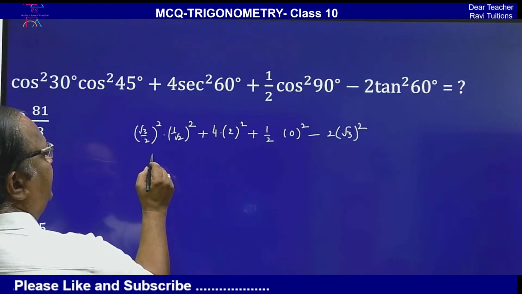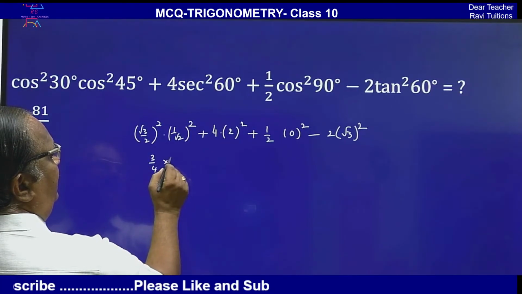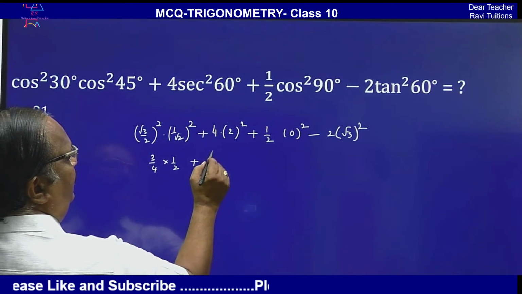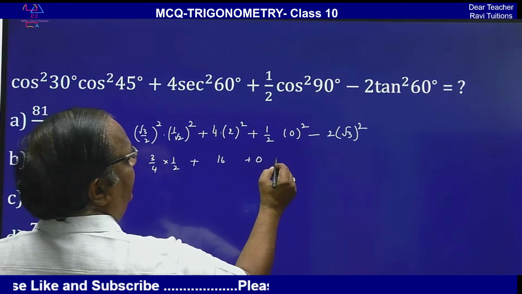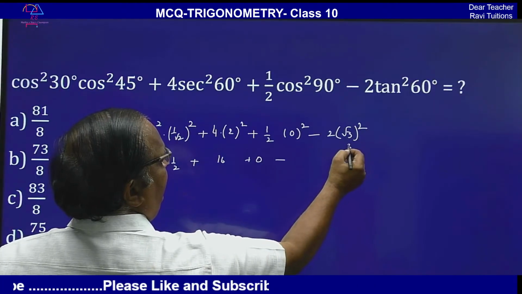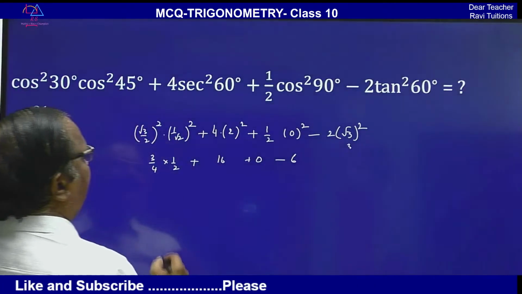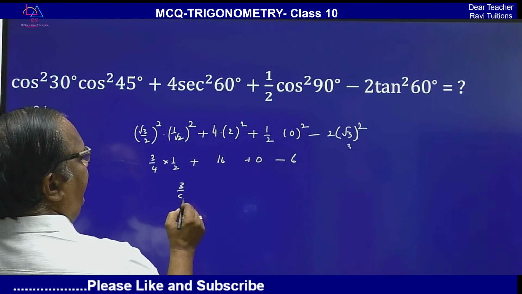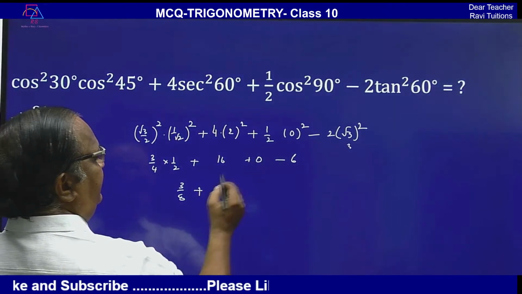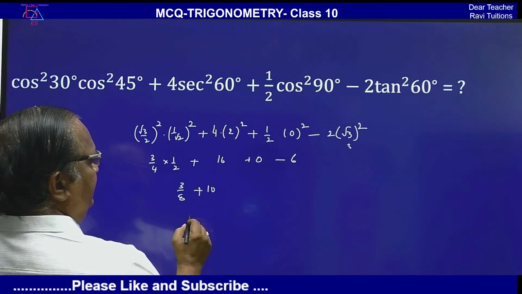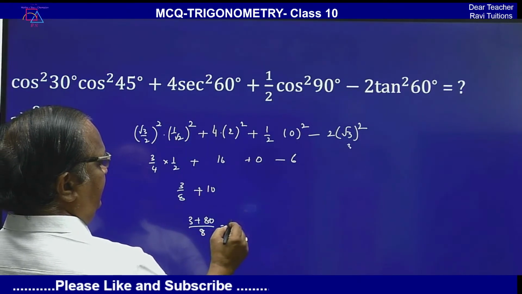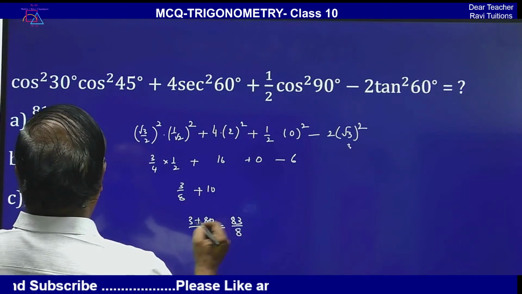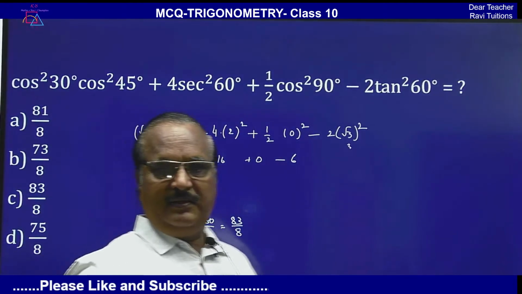So now 3 by 4 into 1 by 2, 4 into 2 square is 16, this will become 0, root 3 square is 3, 3 times 2 is 6. Okay, now 3 by 8, 16 minus 6, 10. So 3 plus 80 by 8, so 83 by 8. 83 by 8.